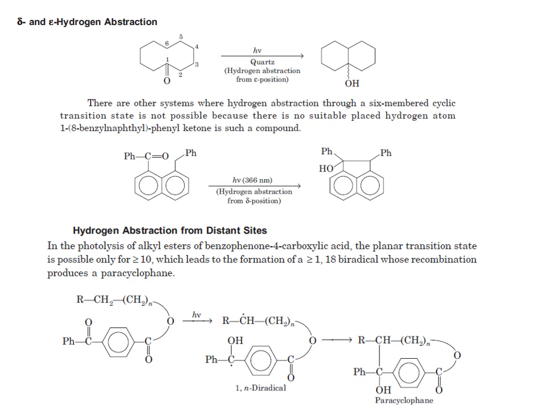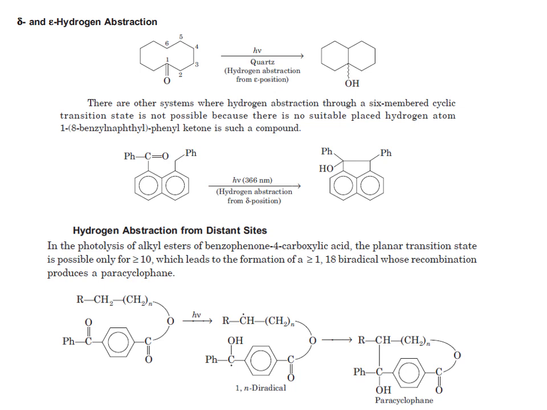Now if we consider the hydrogen atom abstraction from a distant site, in the photolysis of the alkyl ester of benzophenone 4-carboxylic acid, shown in this example, the planar transition state is possible only for n greater than or equal to 10. So which leads to the formation of a 1,n biradical whose recombination produces the paracyclophane. If you see this one, so this is the 1,n diradical, and finally this cyclization reaction happens that can produce the paracyclophane derivative.